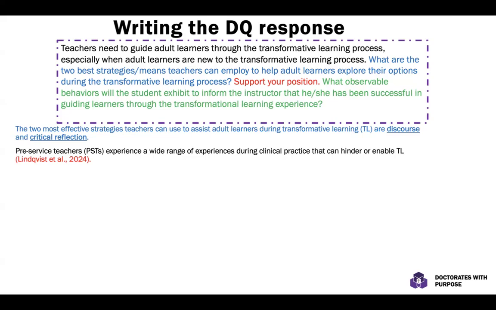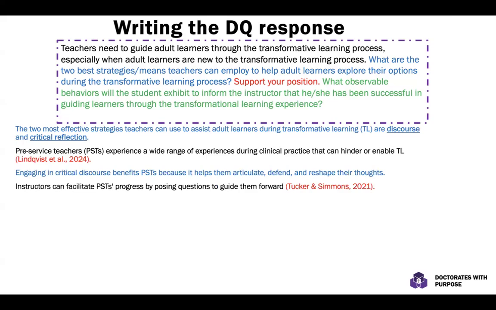Now, you all might be sitting here going, well, why are they writing about pre-service teachers? And this is where this learner is always working in the dissertation topic. So this learner has learned how to bend the prompt to fit. This learner is doing a study that does involve pre-service teachers. So it's going to be really interesting to see how they start to weave this in. So now we're into the blue part about the best strategies. So the learner continues. Engaging in critical discourse benefits pre-service teachers because it helps them articulate, defend, and reshape their thoughts. Then they continue on.